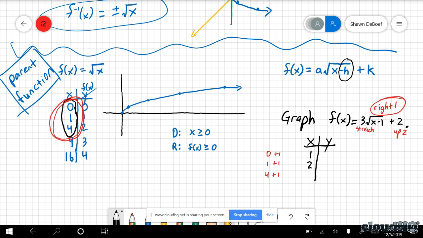1, 2, 5 are going to work out nicely. Plug them in to verify. When you plug in 1 into the square root of 1 minus 1, oh, that's 0, and I can do the square root of 0. The square root of 0 is 0 times 3, still 0, and then add 2.